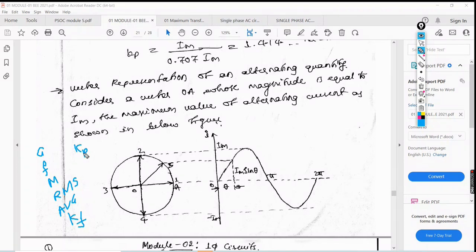Go through the notes. If you are not understanding the concept, then you can approach me. Is this clear? Yes, sir. Sure.